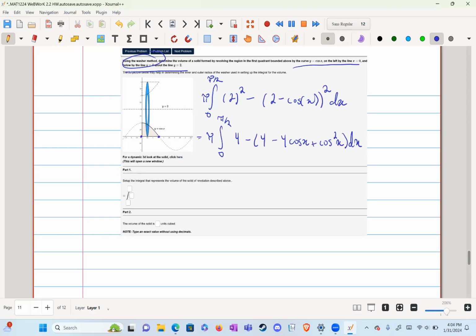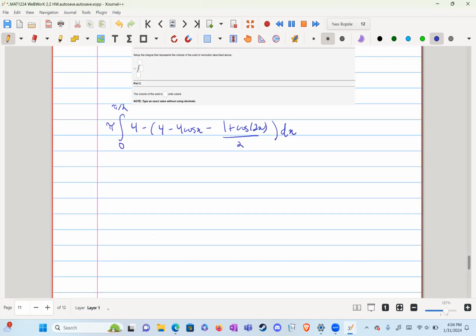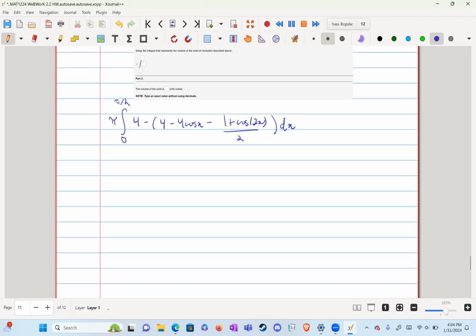All right, now we can move that down here using the identity of cosine squared. We can adjust our expression here slightly. So we have 1 plus cosine of 2x over 2 instead, dx. And then now we can finally cancel some 4s.